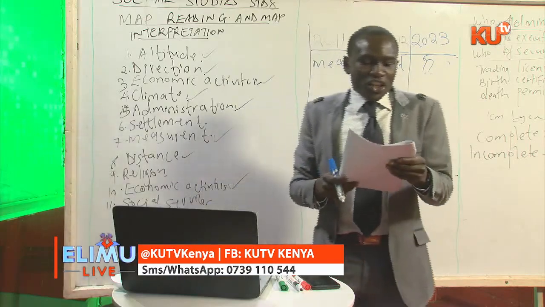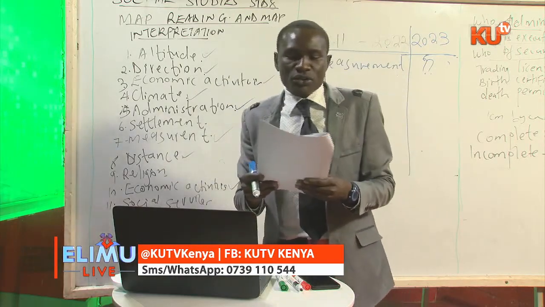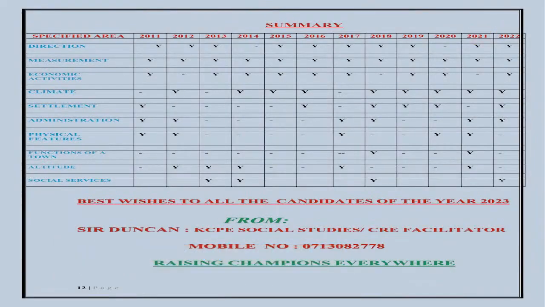Economic activities, that's area number 3. Let us go to economic activities. You can also see we only have 3 years that were not set. That is 2012, 2018, and 2021. Again, 2012, 2018, and 2021. Those areas were never set. But it came all the way, apart from those 3 years.